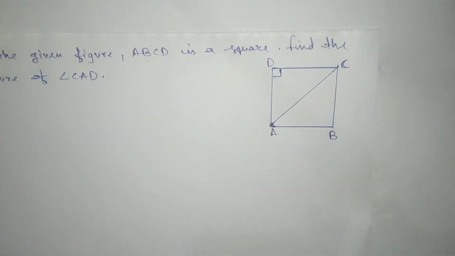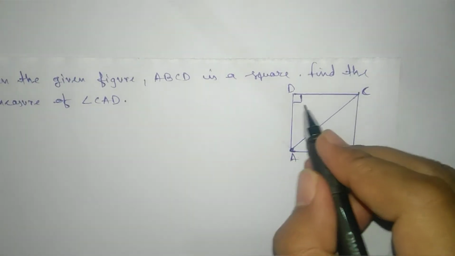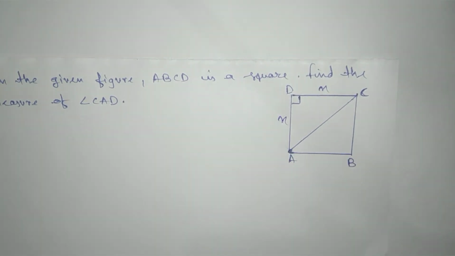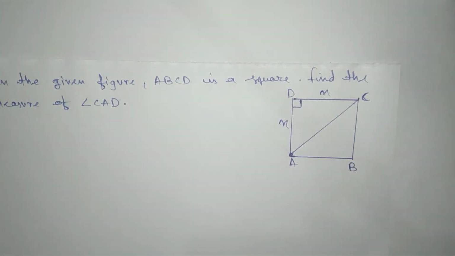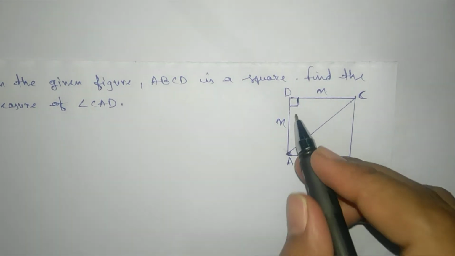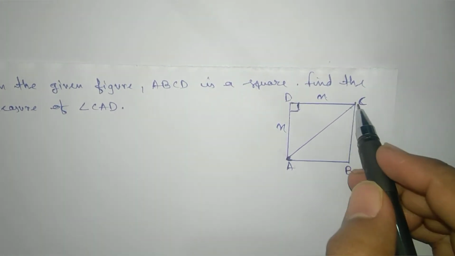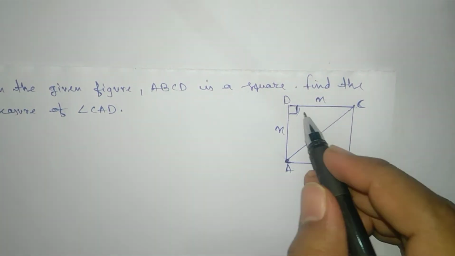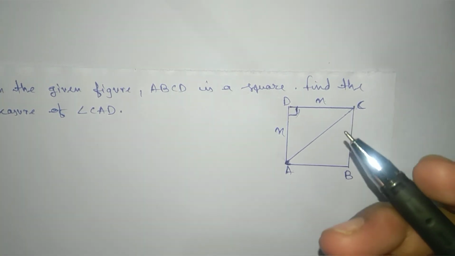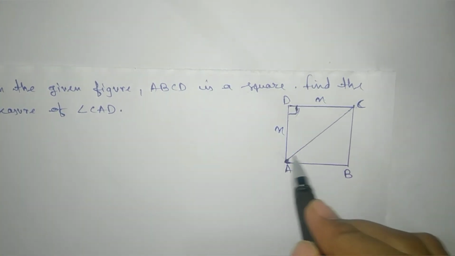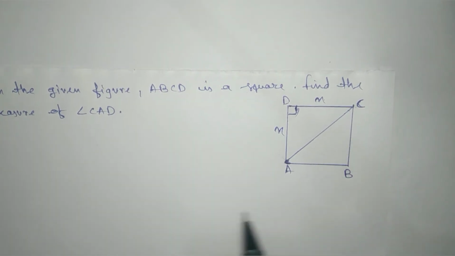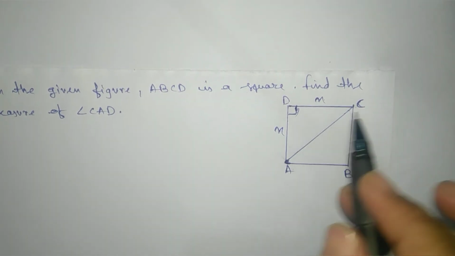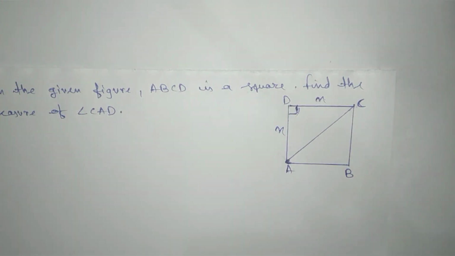So let's proceed to the 11th one. In the given figure, ABCD is a square, find the measure of angle CAD. If you see, this is x and this is also x. Why, sir? Because both sides are equal here, and there we are getting 90 degrees. They are asking for CAD, and they have given 90 degrees. As it is a square, each angle of a square is 90 degrees, so you take angle CDA as 90 degrees.